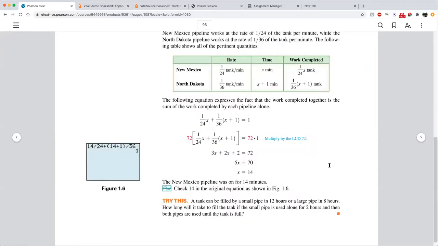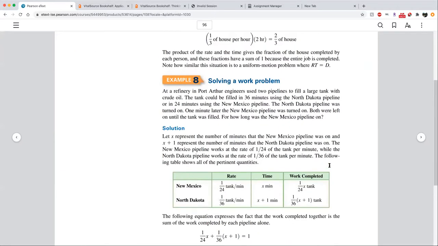Work problems. All right. So, let me just briefly explain this. And then I'm going to go over all the homework problems in 1.2, 1.7, 1.5, and 1.4 next time. So, example 8, work problem.